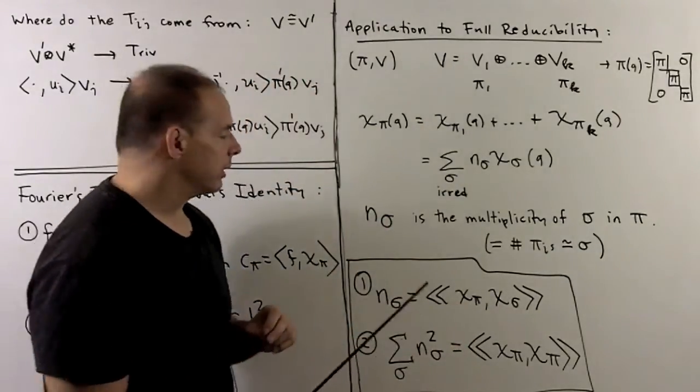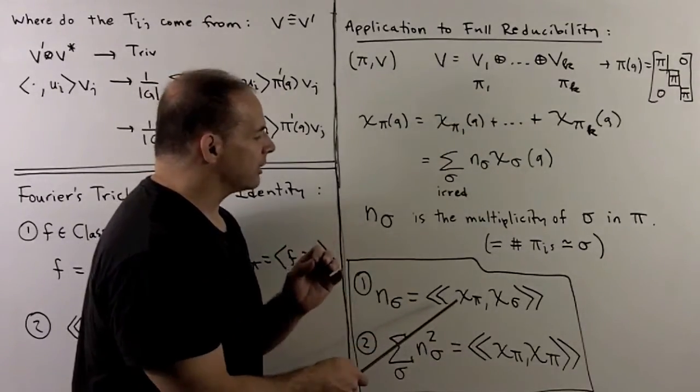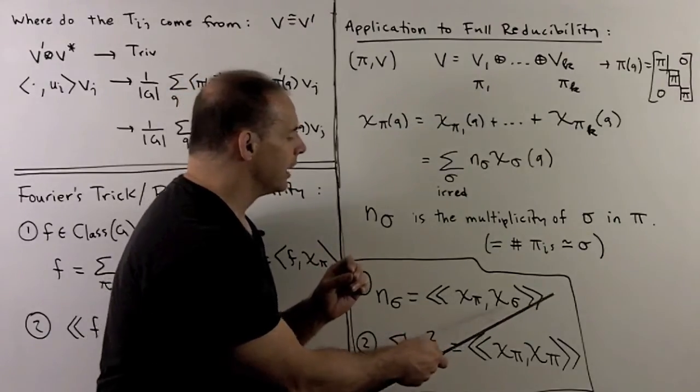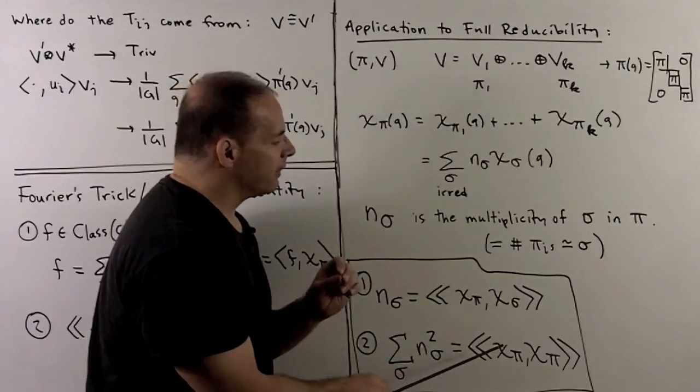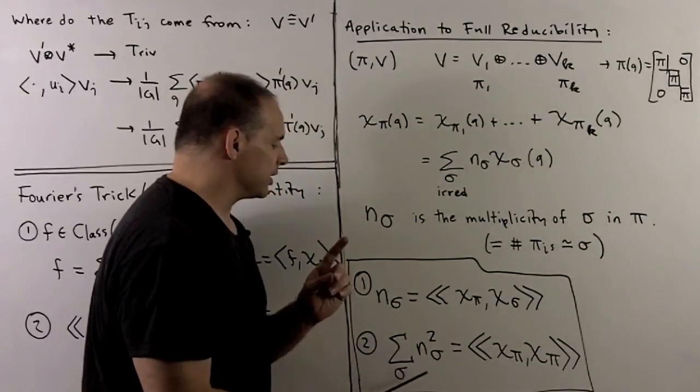So using Fourier's trick to get the multiplicity, we're just going to take the inner product of the character of pi with the character of sigma in L2 of G. If we take the inner product of the character of pi with itself, we're going to get the sum of the squares of the multiplicities.